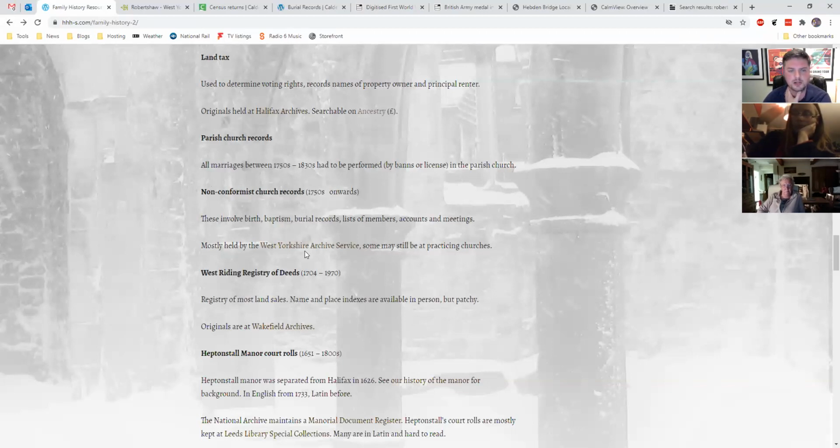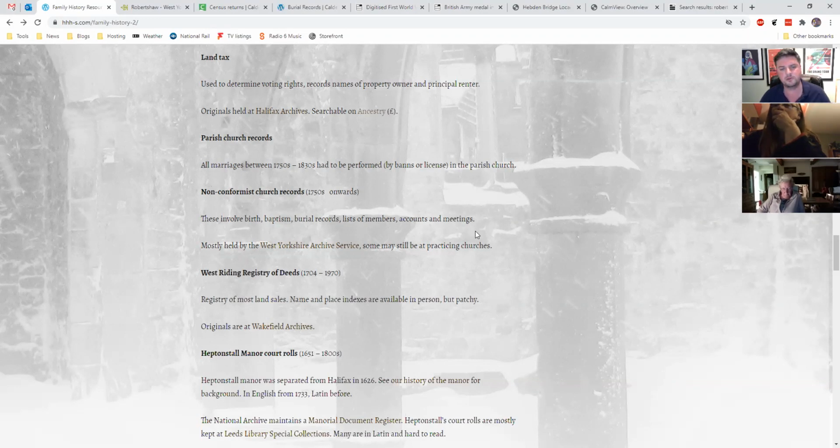These are pretty much mostly held at the West Yorkshire Archive Service these days. I don't think people at the Yorkshire Baptist Association generally hold them anymore. They might do. Some open churches will have some records. So, for example, Hope Baptist Church, I know, has a membership list going back to their founder back in the 1700s, and that's worth having a look at.